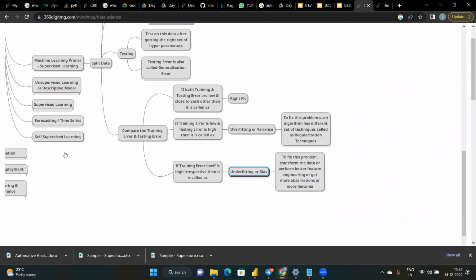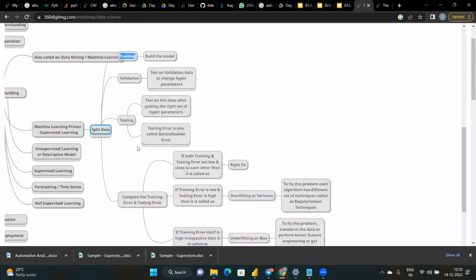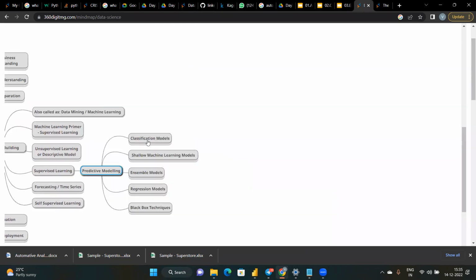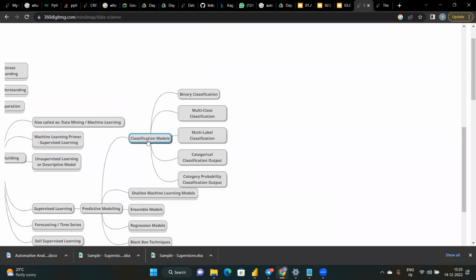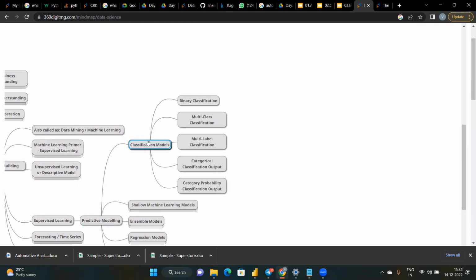So supervised learning is, when you click on predictive modeling, let me explain about these classification models. What types of classification do we have? We have binary classification, multi-label, and categorical probability. Binary is nothing but one, you know that, right? So I'm not going to go more deep into this. In supervised learning we have binary classification, multi-classification, multiple label classification, and many more.